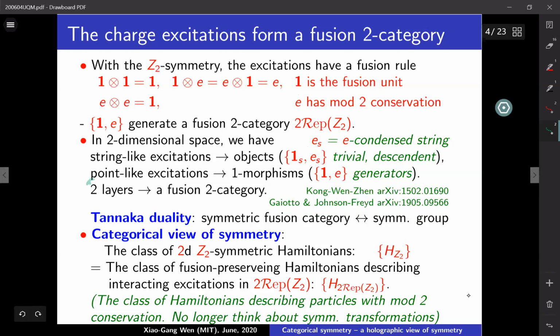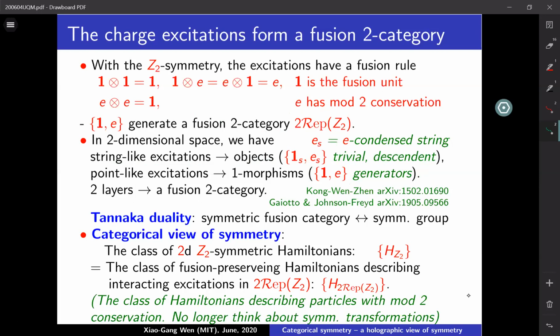And you have point-like excitations, which is what we just discussed, a trivial one and an E particle. This is what we usually talk about in physics. Those are generators, and you can generate descendant types. So combining this string excitation, the particle excitation, and their fusion and braiding and all this data, we get something with a fancy name, a two-category. A two-category is really just a theory for excitations. So it's very natural in physics.